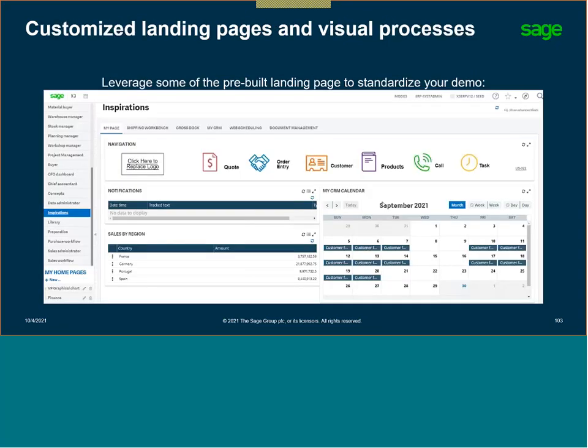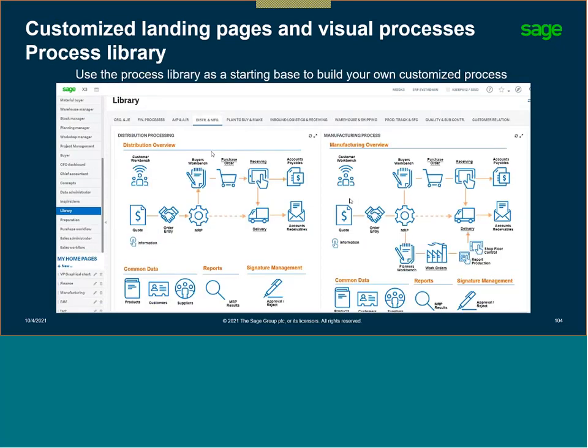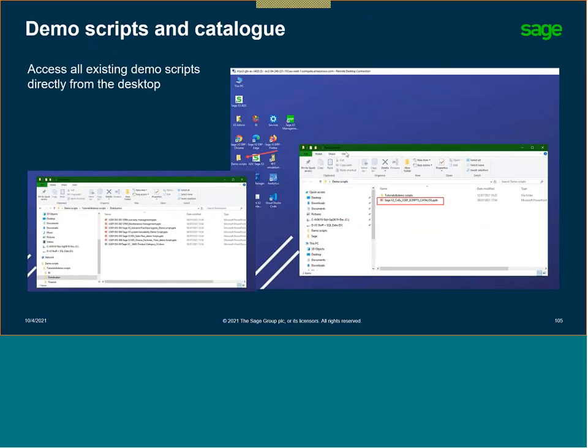Here you have an example, a print screen of landing pages and visual processes provided by this enhanced package. You have inspiration such as a shipping workbench, crossdoc, CRM, web scheduling. It's complete. We can also provide process libraries. Here you have an example with distribution and manufacturing, with distribution overview. The consultants can use these libraries for the demos when you download the enhanced package. I will show you just after where the link to download it is.